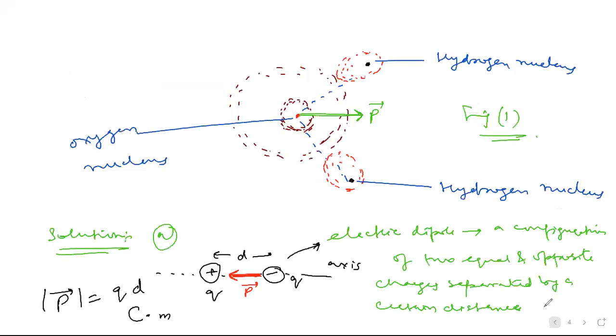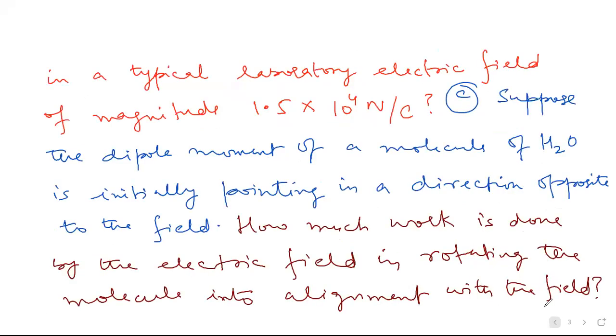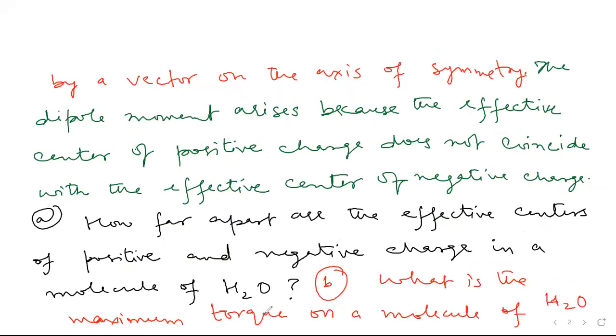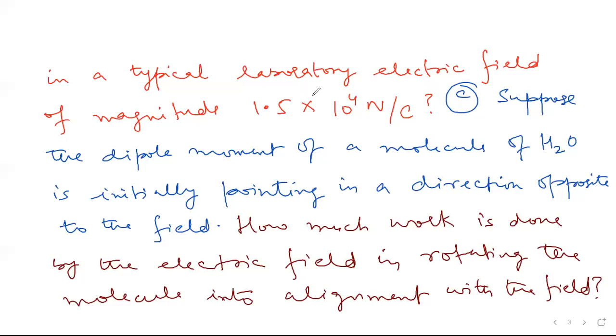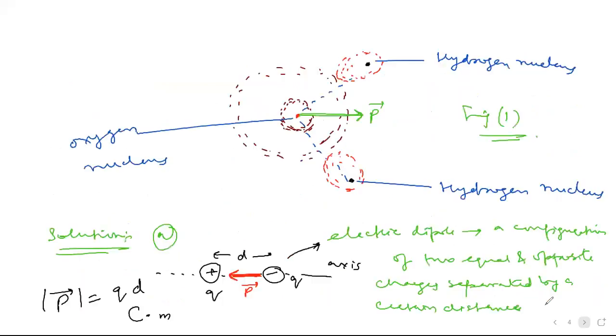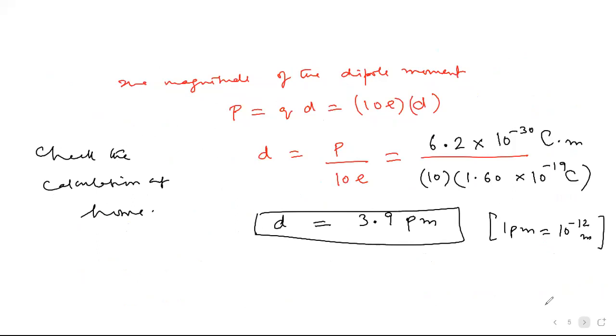Now part B says, what is the maximum torque on a molecule of H2O in a typical laboratory electric field of magnitude 1.5 into 10 raised to 4 newton per coulomb? So we have to calculate the torque; the electric field is given. So let us solve.